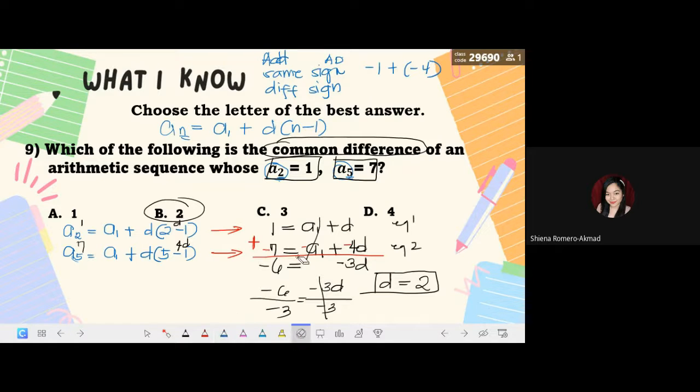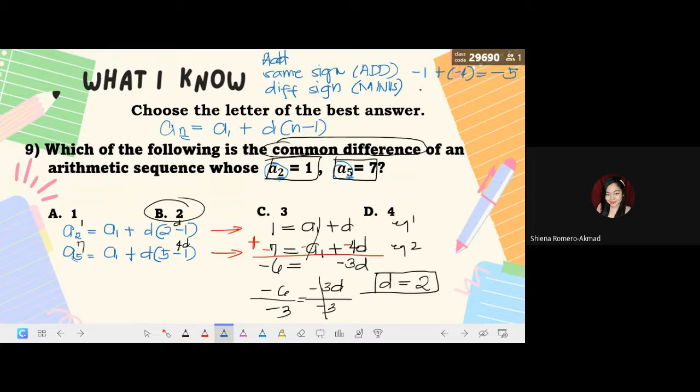Okay? Ayusin ko lang. Pag ganyan, mag-a-add ka po. Sample, negative 1 plus negative 4. I-add mo sila. 1 plus 4 is 5. Tapos, copy the sign. So, magiging negative 5 ang answer. Pag different sign, minus.